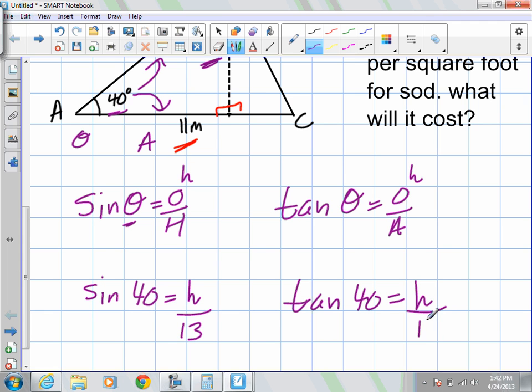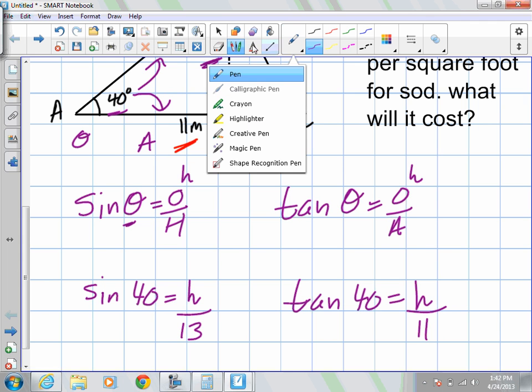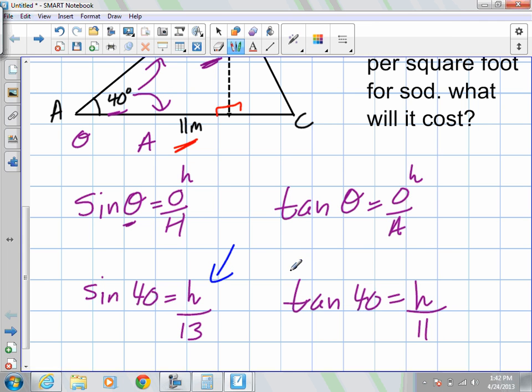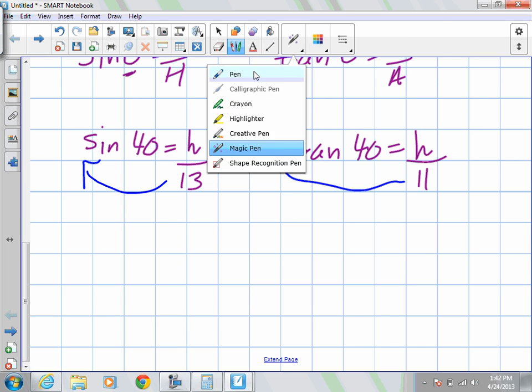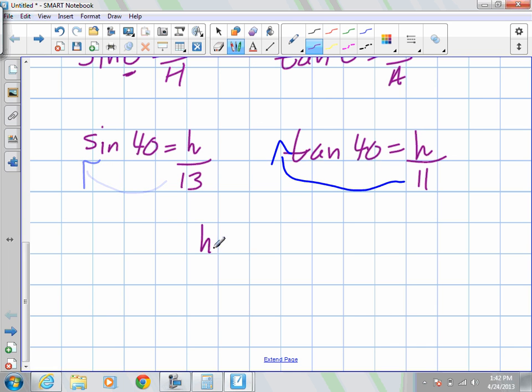So actually, you're right. Both of these are acceptable ratios to use. Both of them will help lead us to the correct answer. Both will be just as easy to use as the other. All we have to do is bring 13 over or 11 over, and we can calculate the height of this triangle. So, h equals 13 times sine 40.